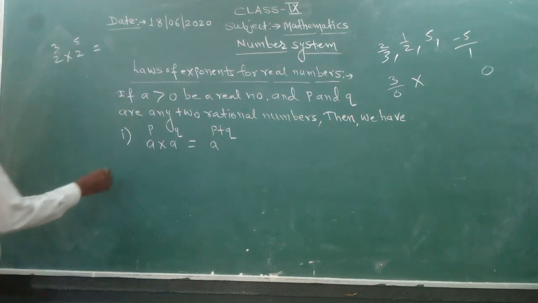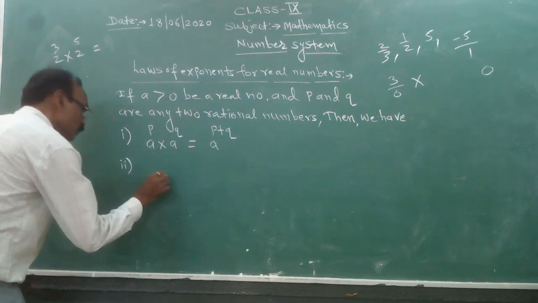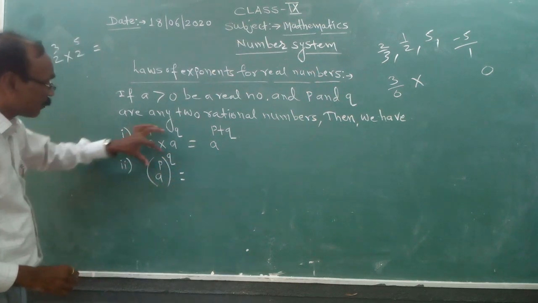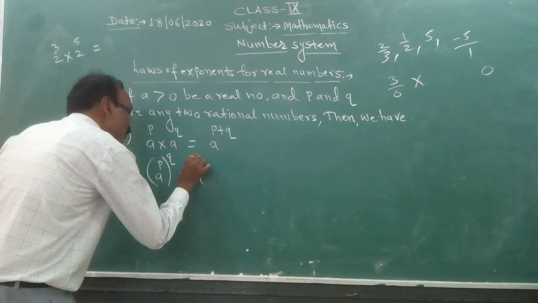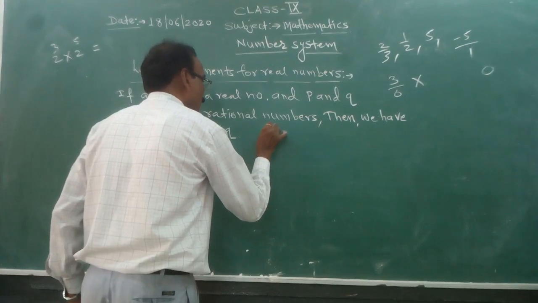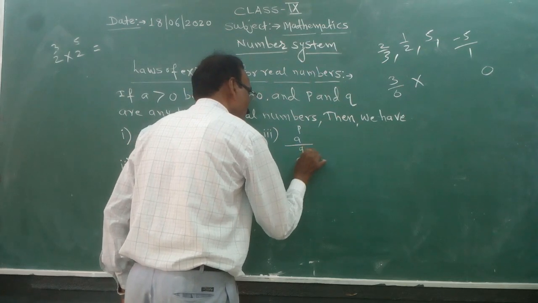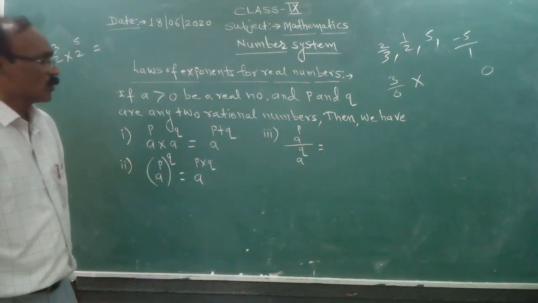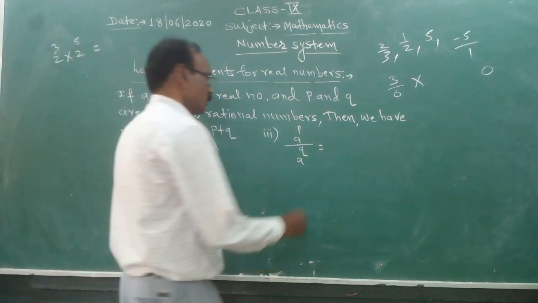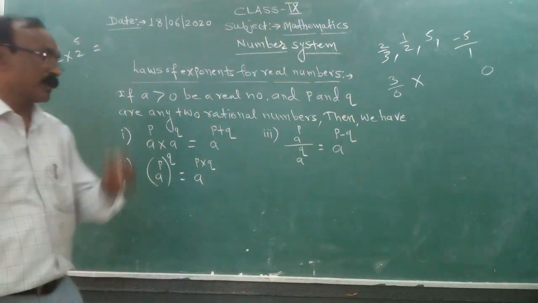Then second, a raised to the power p whole raised to the power q. So you have to take the product of the powers, so it is a raised to the power p into q. Then third, a raised to the power p upon a raised to the power q, here division is there. As in multiplication we took the addition of the powers, here you have to take the subtraction of the powers: a raised to the power p minus q.